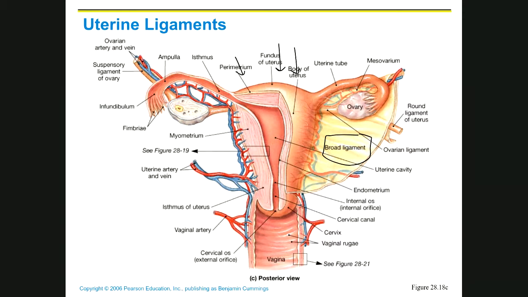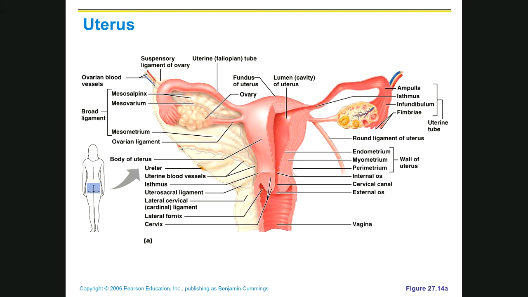You can also see the layers here. You can also see the hollow space, and you can see this cervix and the cervical canal and the external os and the internal os. And remember, normally this is plugged up with mucus. Any questions?